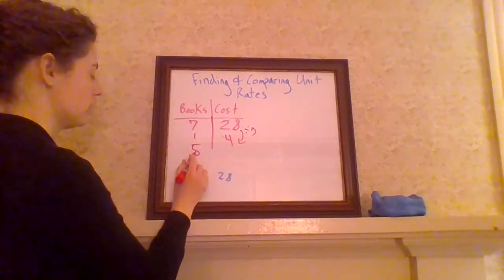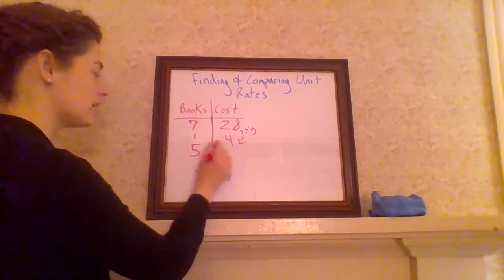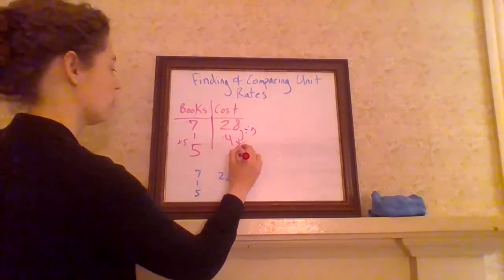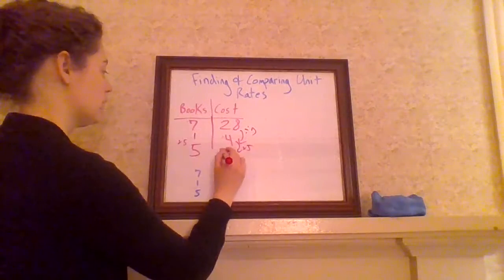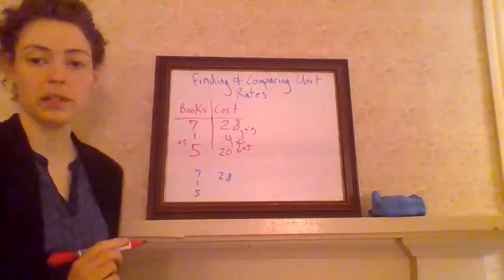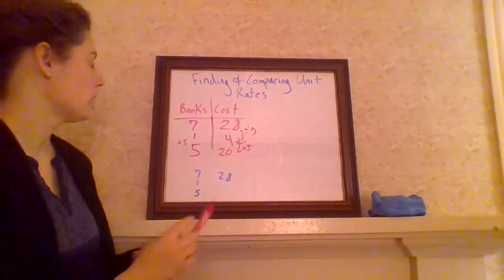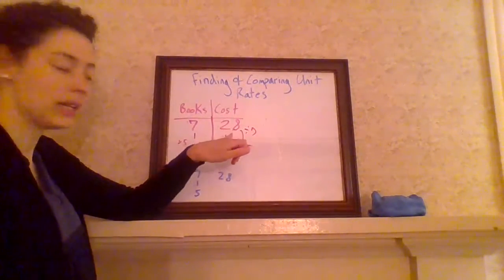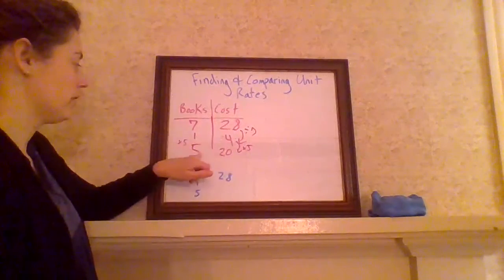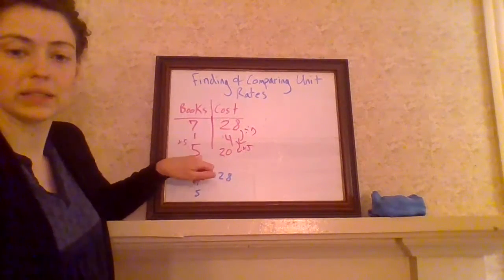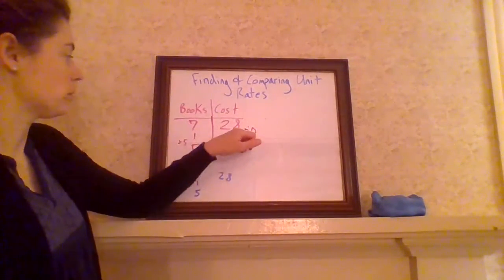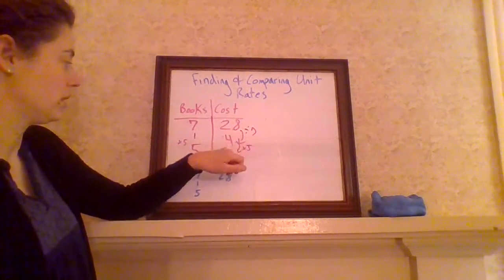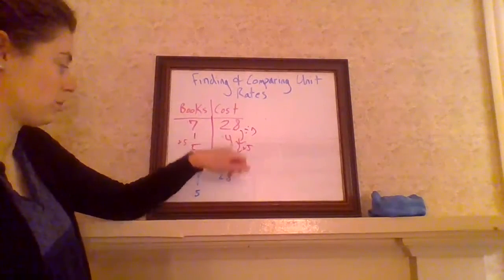So how much do 5 books cost? So we'll multiply 1 by 5 is 5. So 4 times 5 is 20. 5 books cost $20. You could also look at it and think, if 7 costs 28 and each one costs 4, 5 is 2 fewer books than 7. So we'll subtract 2 sets of 4. So 28 minus 4 again is 20.